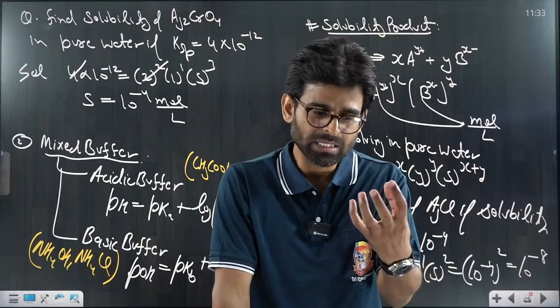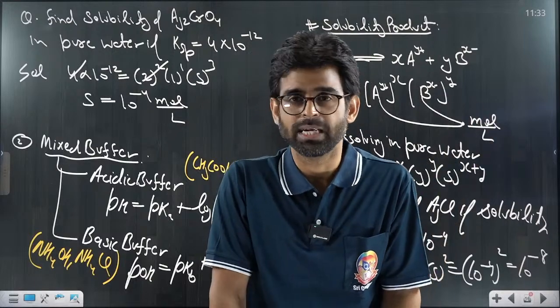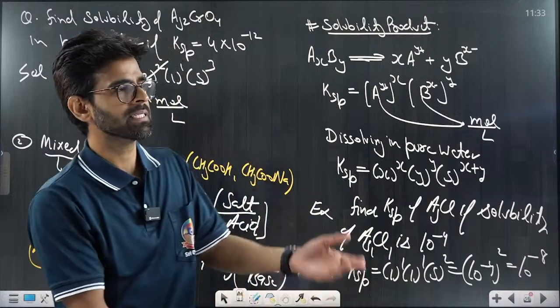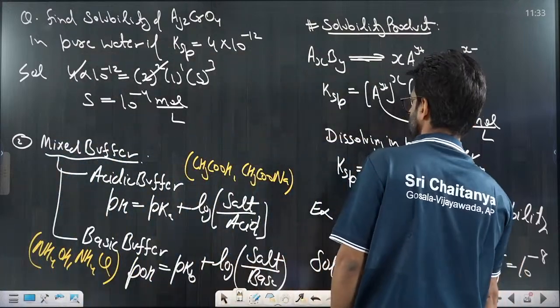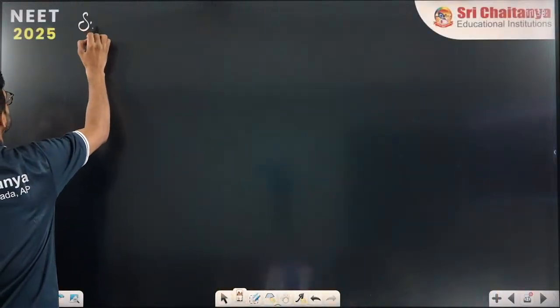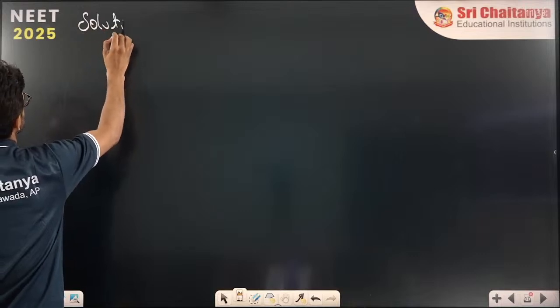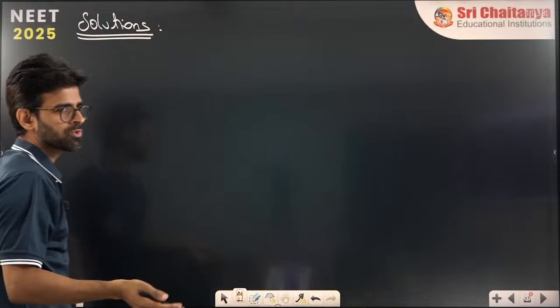The more NaCl concentration already in solution, the lesser the solubility of AgCl, right? So the common ion decreases the solubility, right? Clear, bachche? Done? Okay. Now let us see a little bit about solutions. Again, expected questions are almost 2 from here, right?